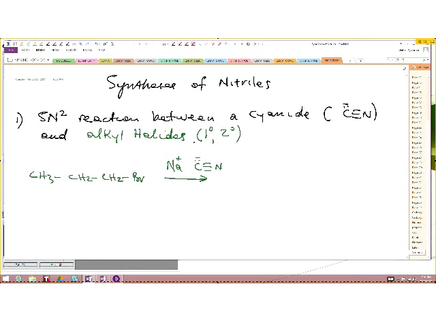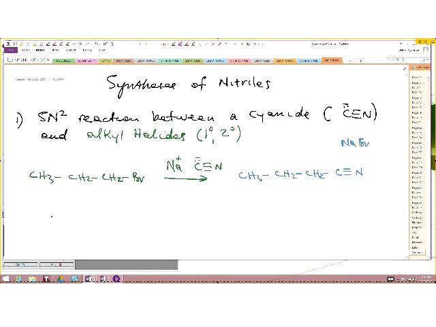Keep in mind, if you recall the SN2 reaction, you have a nucleophile and then you have an alkyl substrate that has a good leaving group. In this case, the leaving group is bromine. This nucleophile comes here, attacks from the back, and the bromine will leave. So now we have this. So that is an example of an SN2 reaction.